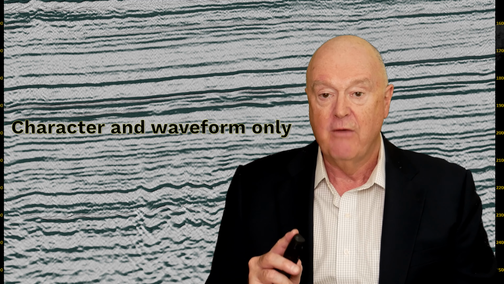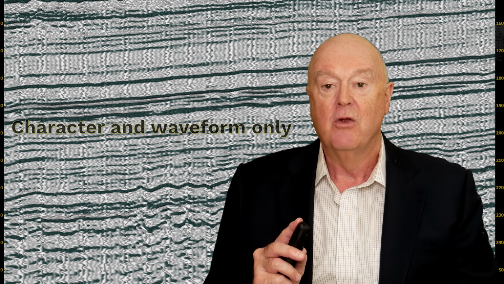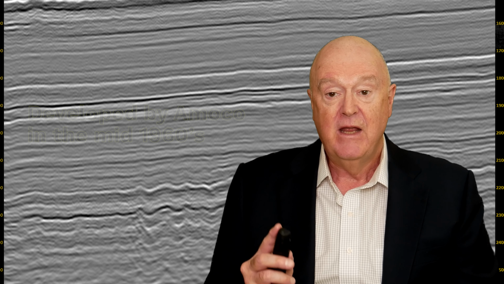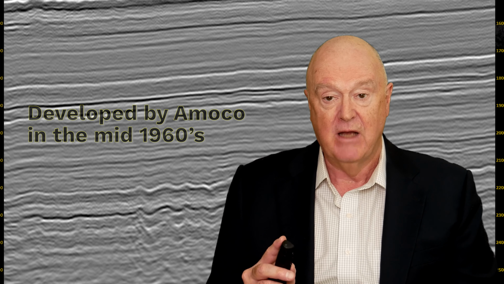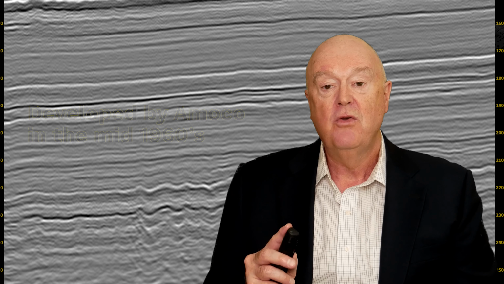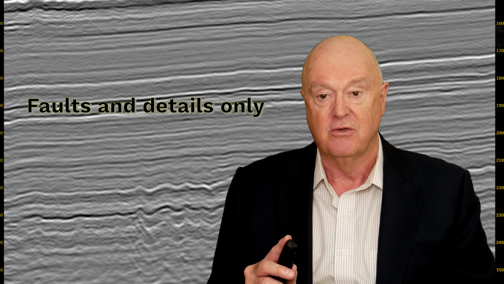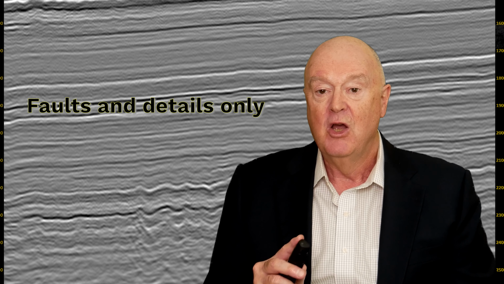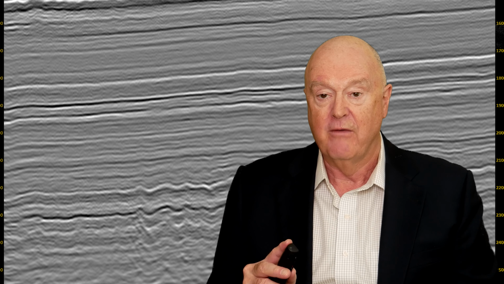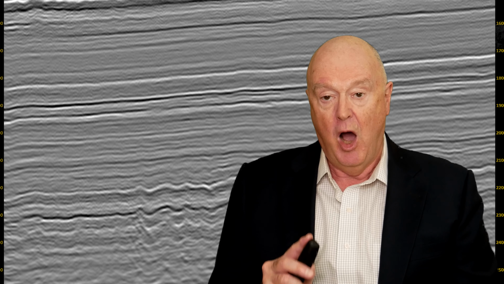We use it when we want to examine character and waveform, but when we use it, we lose most of the amplitude information in the seismic, along with all but the most obvious faults and steeply dipping events. This is a grayscale display, and it dates back to Amoco in the mid-1960s. We use it in structural settings when we're interested in faults and complex structures. But in using it, we lose all sense of character and waveform, and we lose all but the most obvious amplitude details.